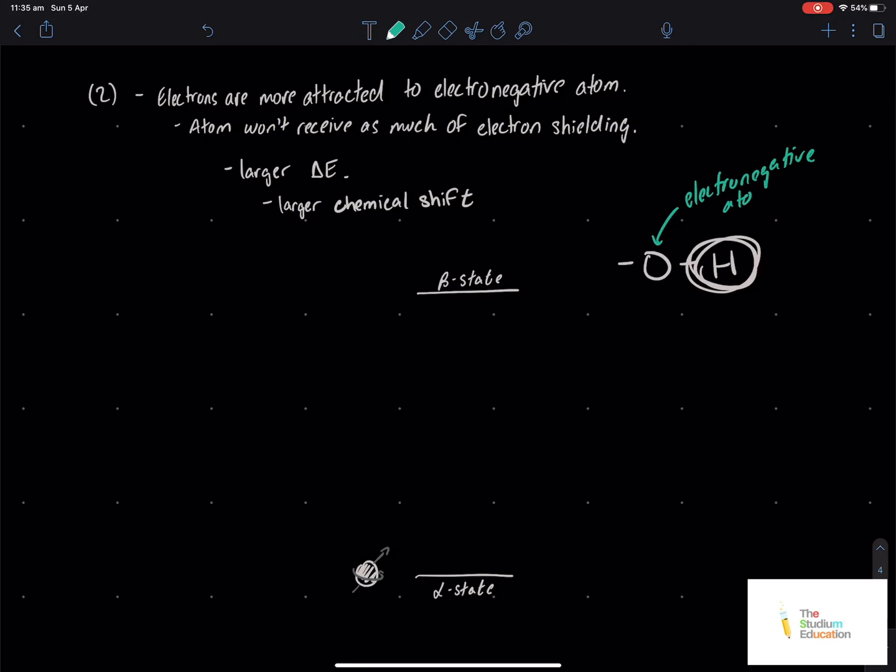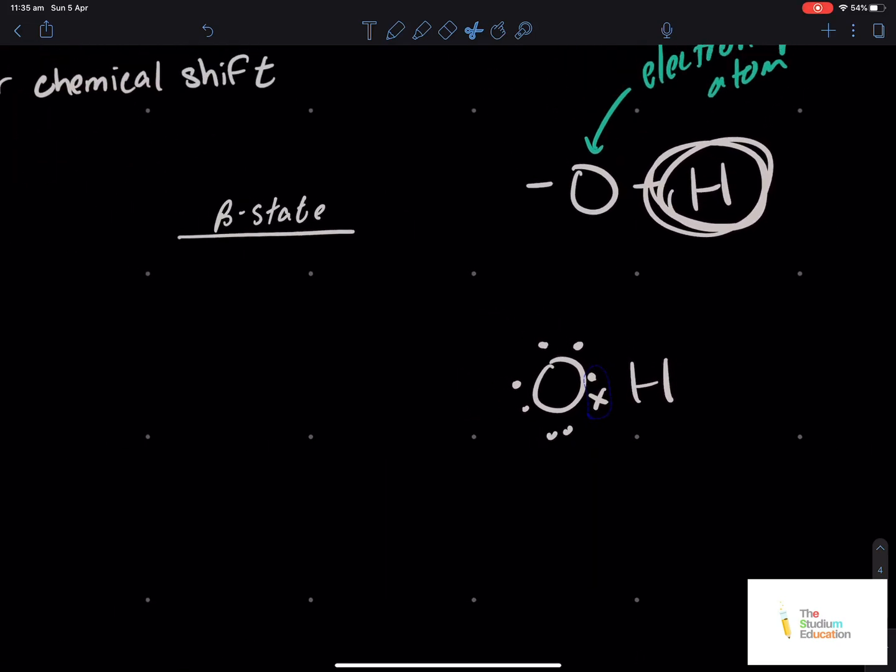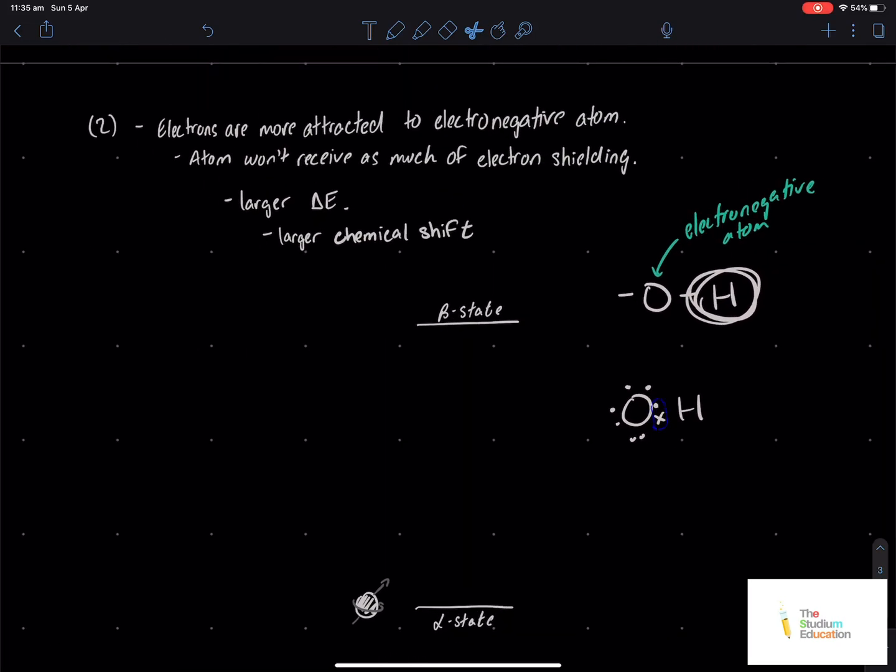the hydrogen won't receive shielding as much. Why? Because if we go closer into it, right? If we examine the electron dot structure, we know that we have electrons here, and the hydrogen shares an electron with oxygen. However, if we zoom in closely, these electrons edge closer to the oxygen rather than the hydrogen. Why?